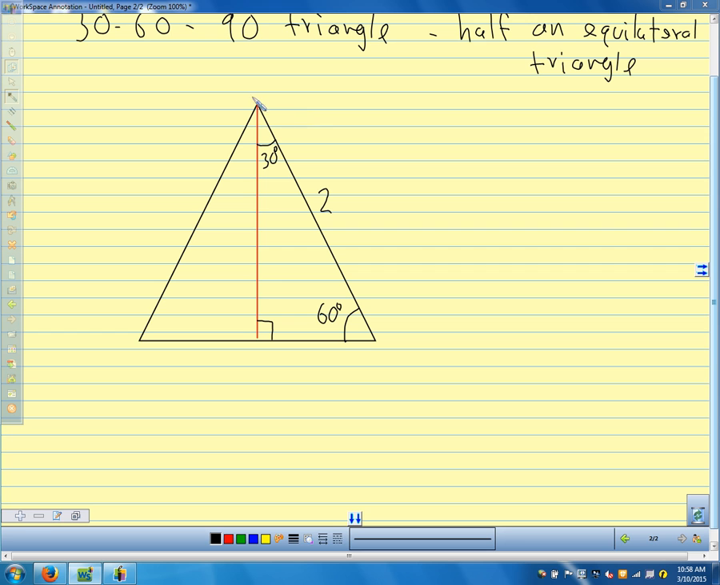All right, so this red perpendicular segment here cuts this angle in half. What does it do to the base of the triangle? Cuts the base in half too. So how long is this side? 1.